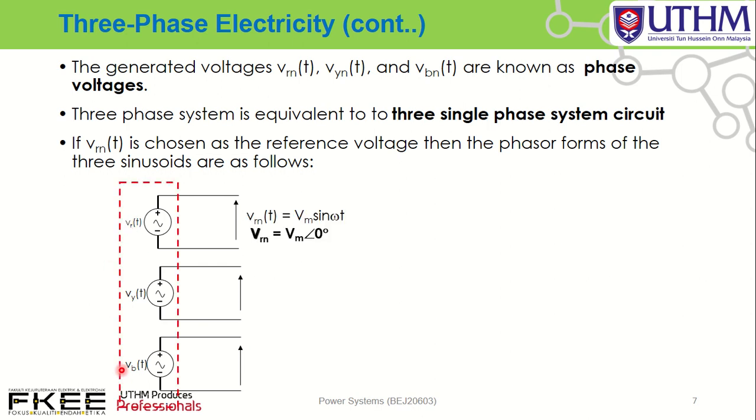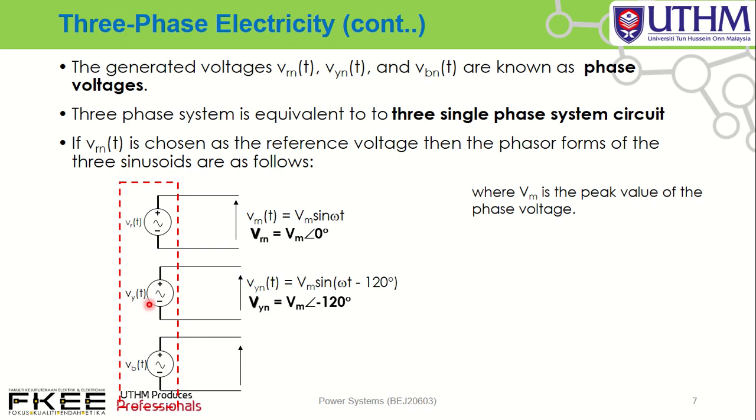In the time domain, let's say we have VRN equal to Vm sine omega t. In phasor form, we can write VRN equal to Vm angle 0. This we call the reference voltage. Commonly, we use VRN as the reference for our phasor diagram.